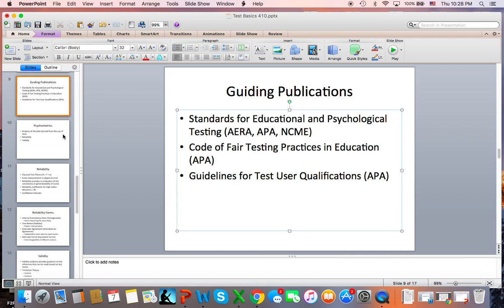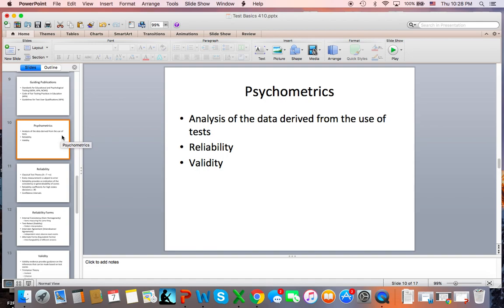So let's get into some psychometrics. Psychometrics involve the analysis of the data derived from the use of a test. When people say, and it's a common mistake, I'm sure I make it myself, that tests are reliable, tests are valid, really only data can be reliable, and only data can be valid.